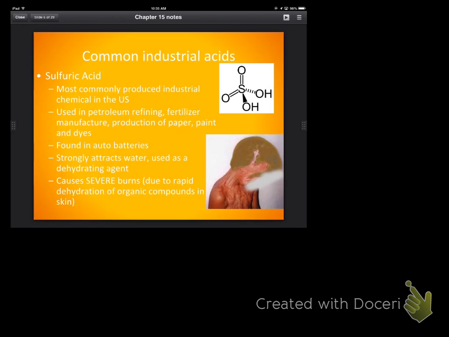So, sulfuric acid is used in a lot of stuff. It's used in paper pulp manufacture. This is what you find in car batteries.